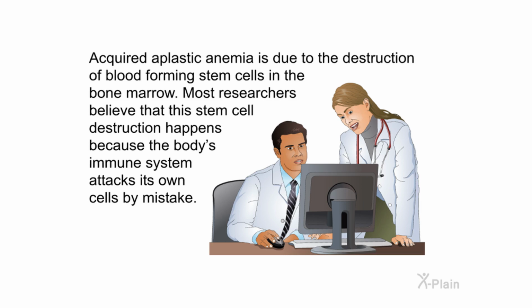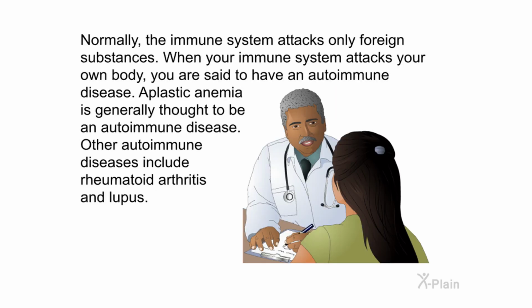Acquired aplastic anemia is due to the destruction of blood-forming stem cells in the bone marrow. Most researchers believe that this stem cell destruction happens because the body's immune system attacks its own cells by mistake. Normally, the immune system attacks only foreign substances. When your immune system attacks your own body, you are said to have an autoimmune disease. Aplastic anemia is generally thought to be an autoimmune disease. Other autoimmune diseases include rheumatoid arthritis and lupus.